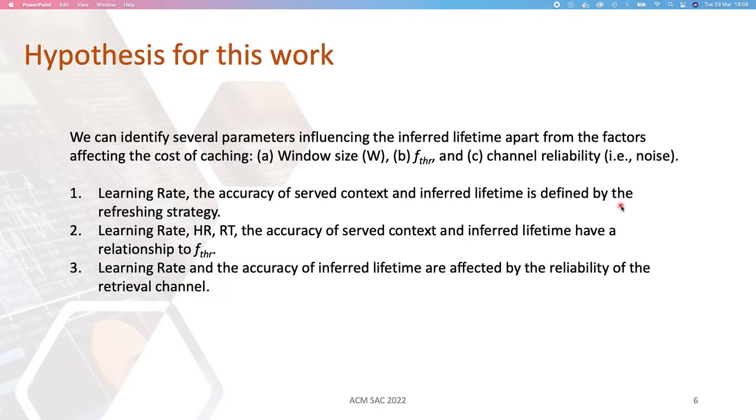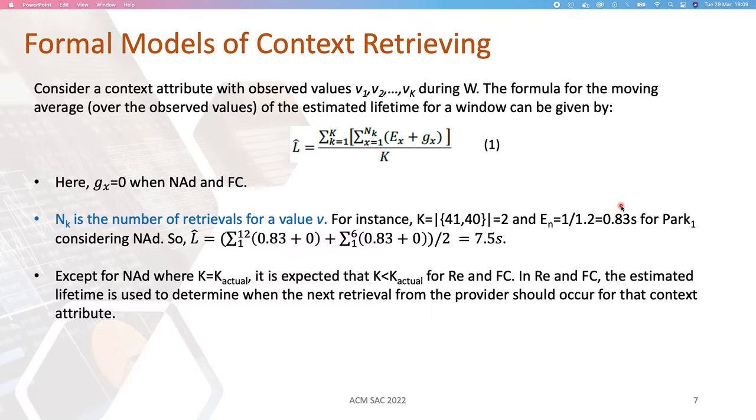So considering we use a rolling window within which the metrics are observed and the lifetime is inferred, there are three factors affecting this process: the window size, freshness threshold, and the channel reliability. So based on those, we make the following three hypotheses in the slide. Here, learning rate is the metric used to denote how fast the strategy is able to converge the inferred lifetime to the actual lifetime.